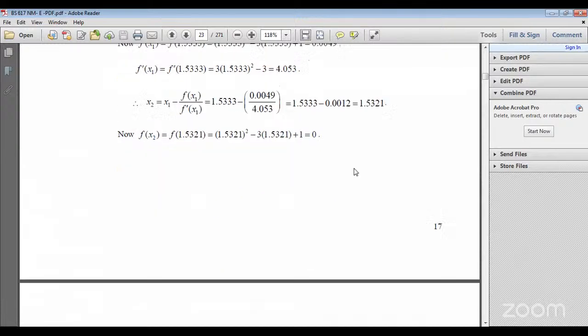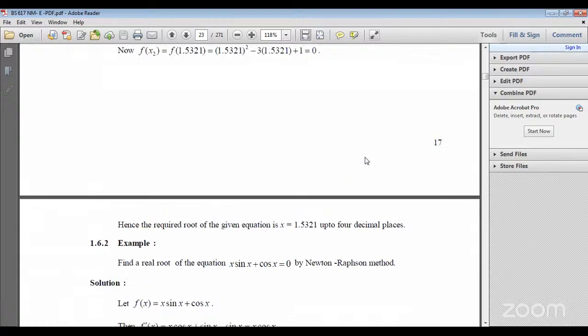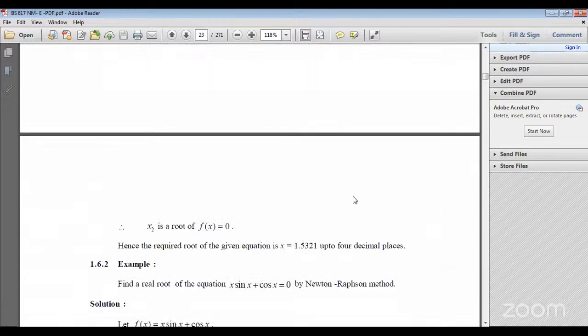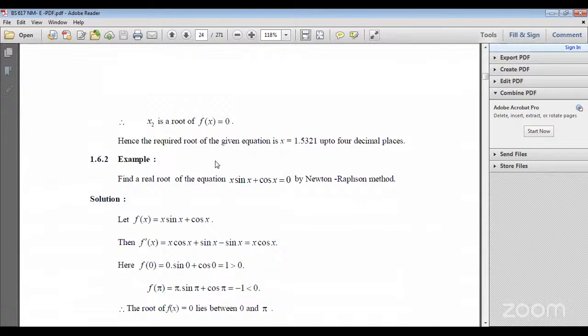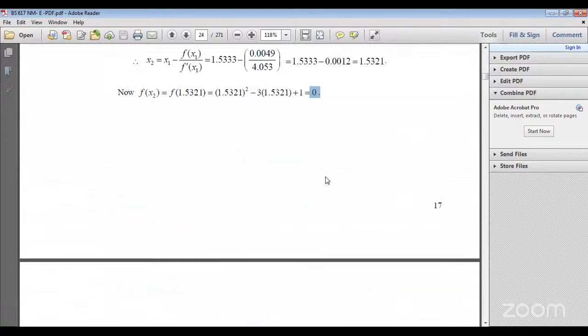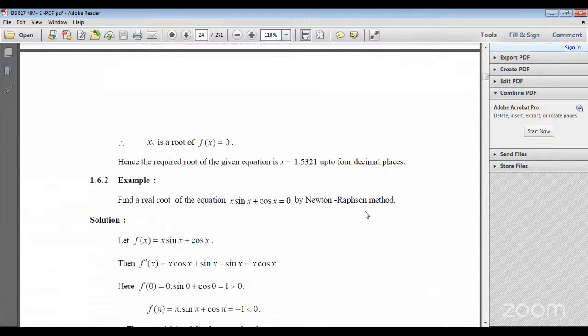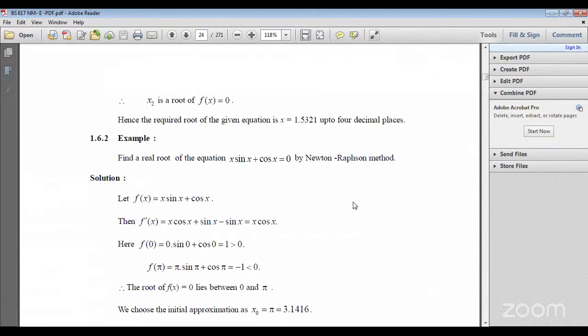We are substituting the values f of x1, x2. So therefore f of x2 value is 0. Now we have to find x3; when the 0 has come, that x value is equal to 1.5321, up to 4 decimal places we are taking here.